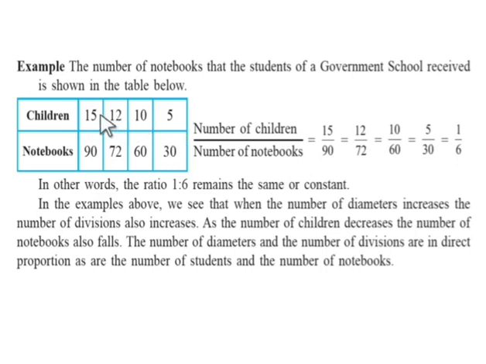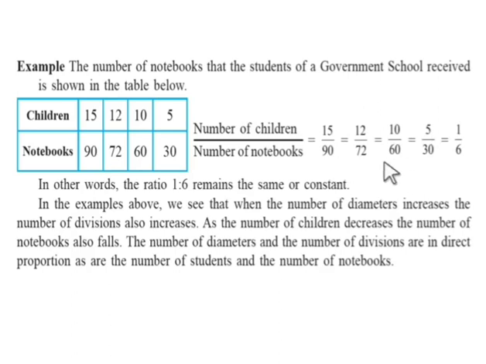In first example, 15 children got 90 notebooks. So we will take the ratio of 15 upon 90. 12 children got 72 notebooks. So we will get the ratio 12 upon 72. Here 10 children got 60 notebooks. So we will take the ratio 10 upon 60. 5 children got 30 notebooks. So you will get the ratio 5 upon 30.